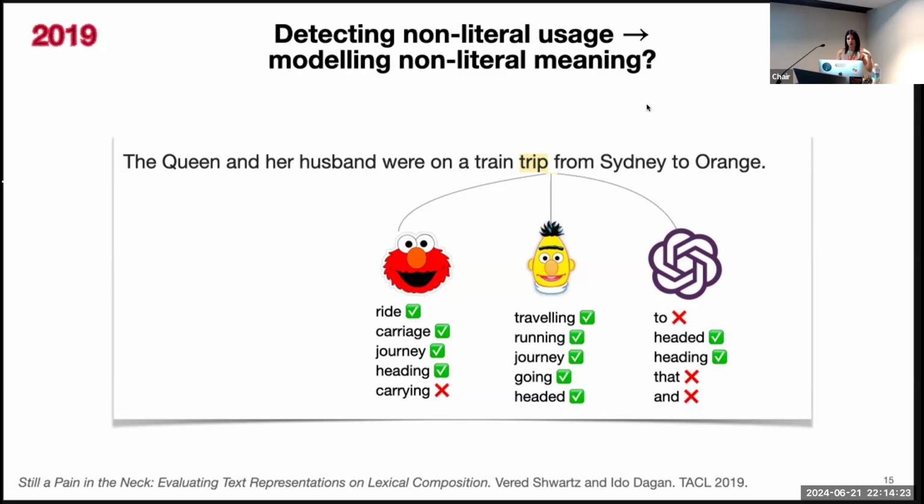We used the masked language models to find a substitute for that word. So, for example, in a sentence like "the Queen and her husband were on a train trip from Sydney to Orange," if you replace the word trip that is used literally here, most of the substitutes were correct. GPT-2 was specifically not good on this task because it was unidirectional, but BERT and ELMo were very good.